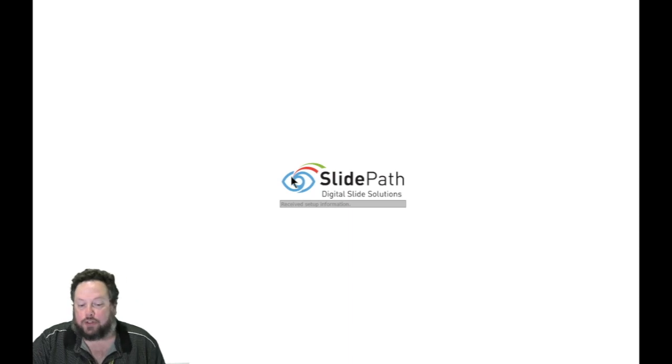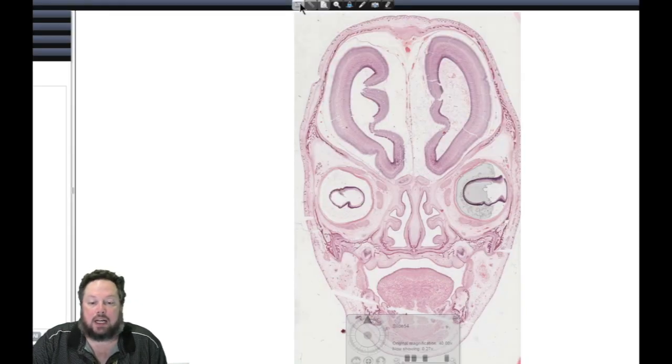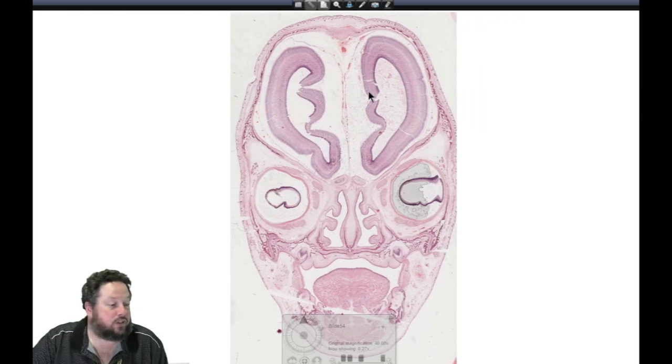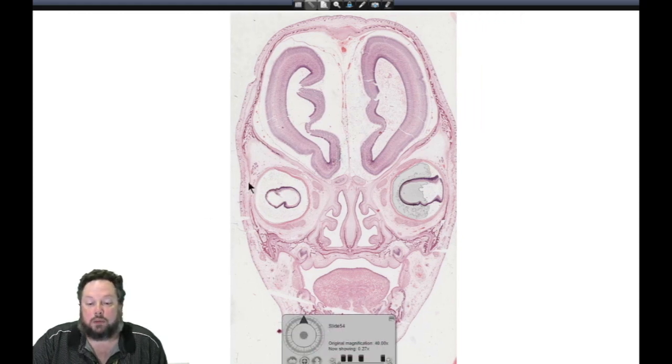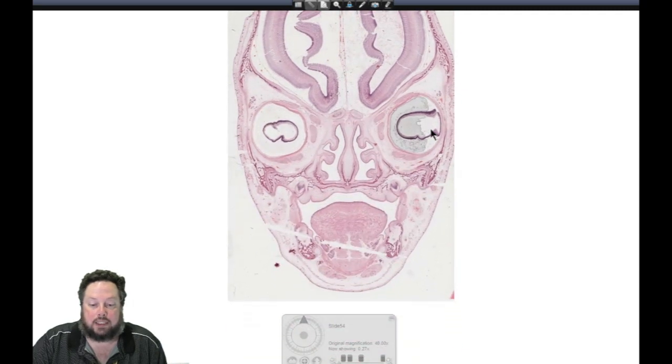I'm not exactly sure of its origin, but it's a very informative slide, and it's of the fetal head. Yeah, James may ask questions too. So here we've got the fetal head. So here's the brain. Here we've got the two eyes. This is the nasal cavity, and here's the oral cavity.